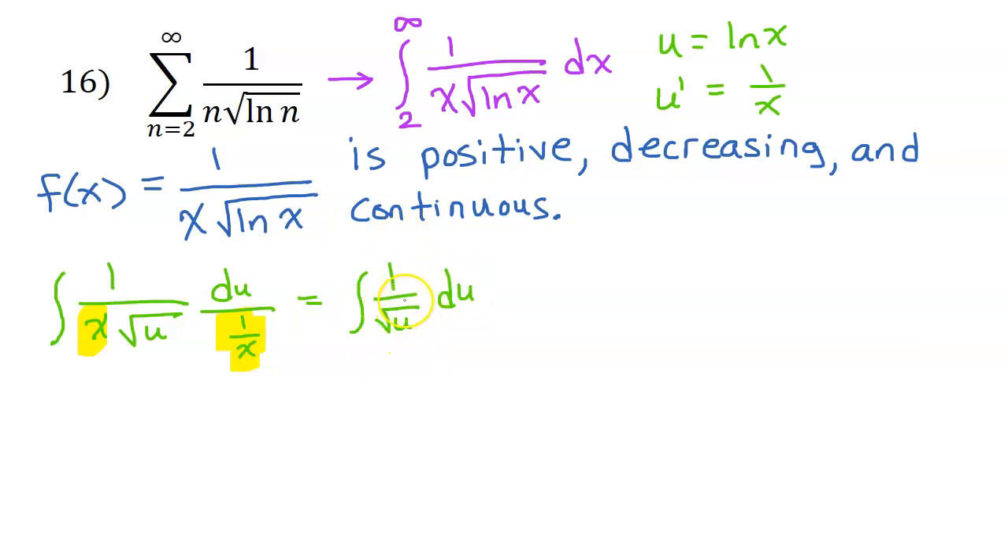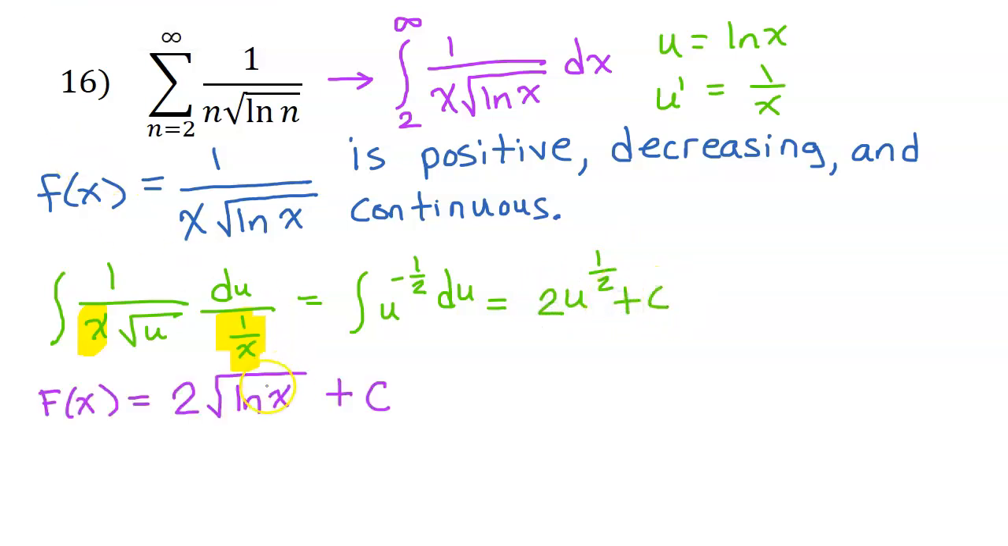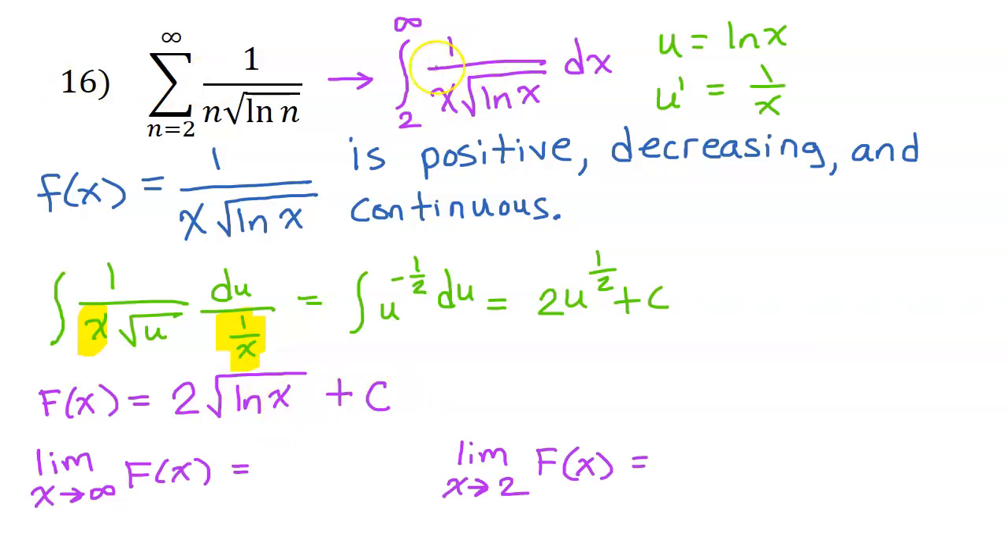Let's rewrite this as u to the negative 1/2 power. Using the power rule of integration, we add 1 to this exponent, which gives us 1/2. Then we divide by the new exponent. Dividing by 1/2 is the same as multiplying by 2. Replacing u with natural log x gives us the antiderivative equals 2 times the square root of natural log x plus c. To evaluate this improper integral, we need to find the limit of the antiderivative as x approaches infinity and the limit of the antiderivative as x approaches 2.